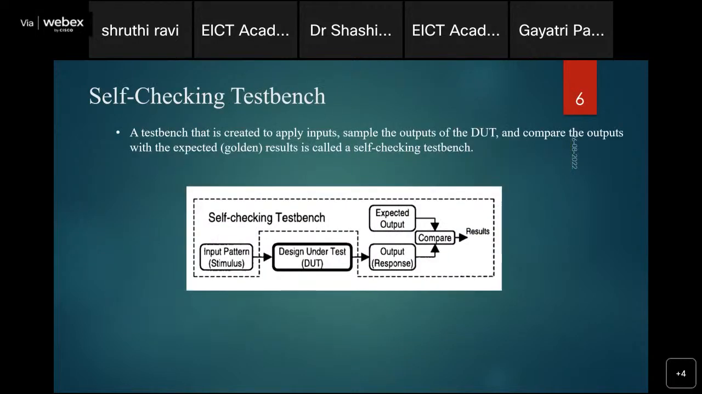Then we have what are called self-checking test benches. The test bench is created by applying some inputs, sampling the outputs of the DUT as you can see here, and comparing the output with the expected results. If it gives a result on its own by the comparison, then you call it a self-checking test bench.